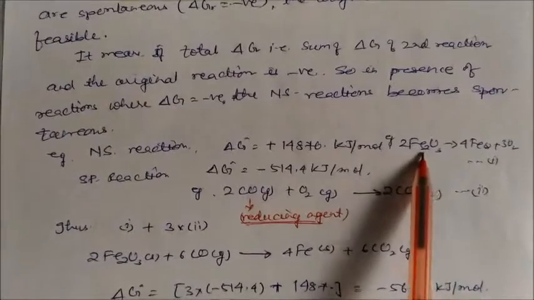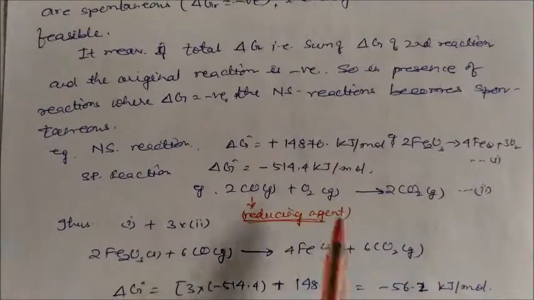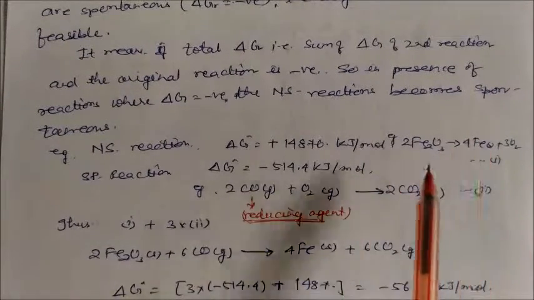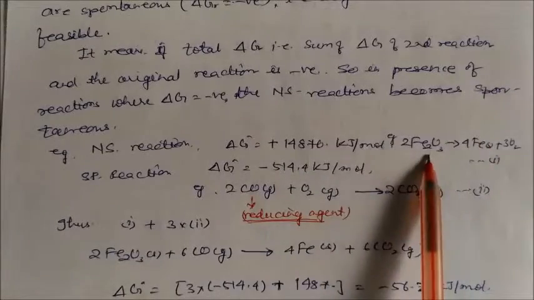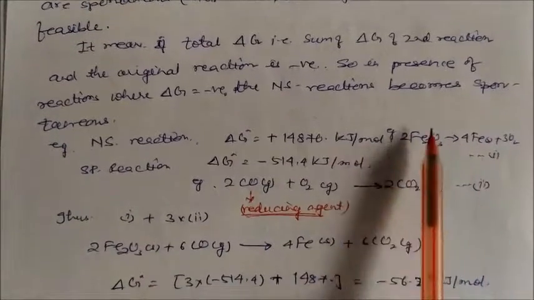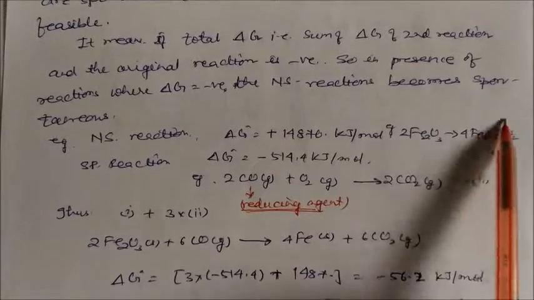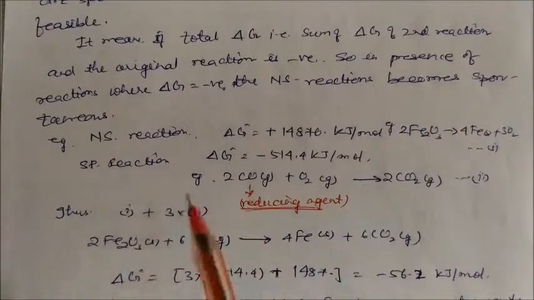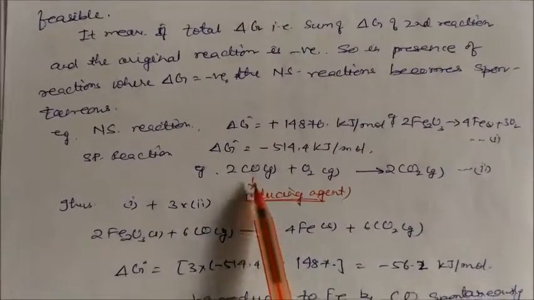This is a non-spontaneous reaction: the conversion of Fe2O3 into iron plus oxygen. So this iron oxide is converted into a solid plus a gas, which is a non-spontaneous reaction. We can convert this whole reaction into a spontaneous one. How? By using a reducing agent, which is spontaneous.